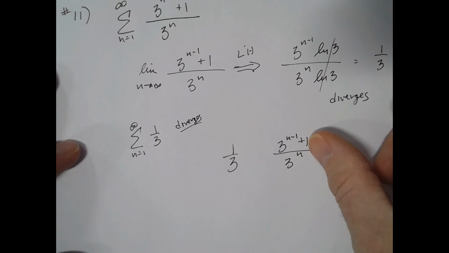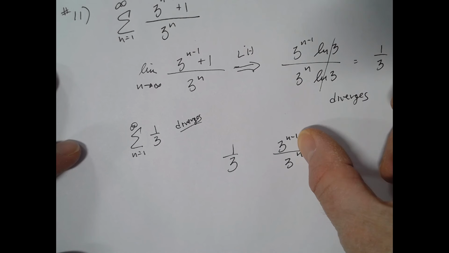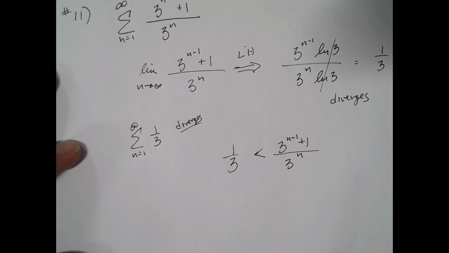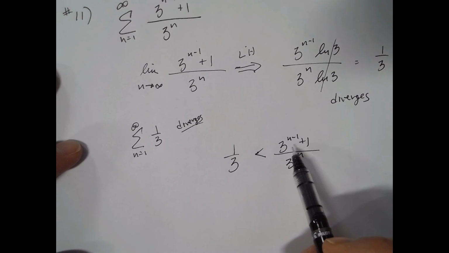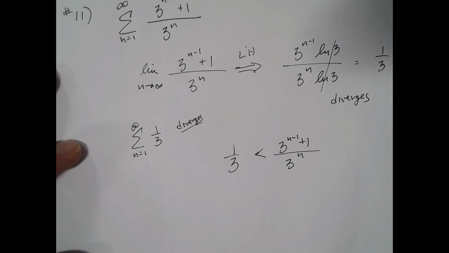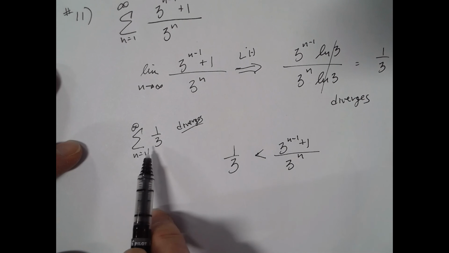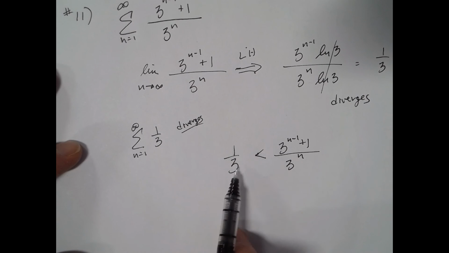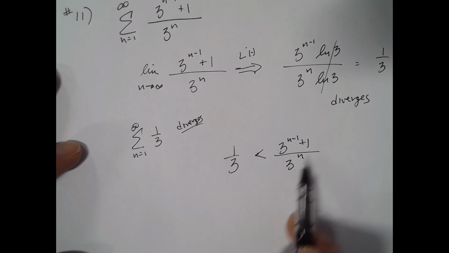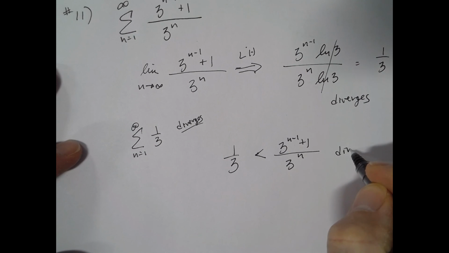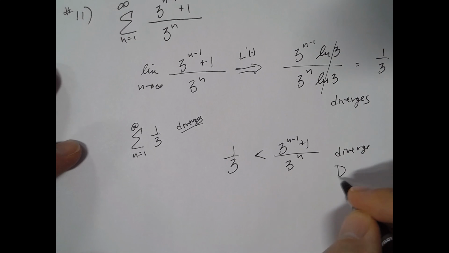So 3 to the n minus 1 over 3 to the n is 1/3. So if I'm adding 1 to it, this is bigger than 1/3. It's almost the exact same thing, but just a little bit bigger than 1/3 because of the plus 1. Okay, so if I know that I have a series of 1/3 that diverges, and I also have another expression that is bigger than 1/3, then this one must also diverge, and in this case, it would be the direct comparison test. Just another application of the direct comparison test.